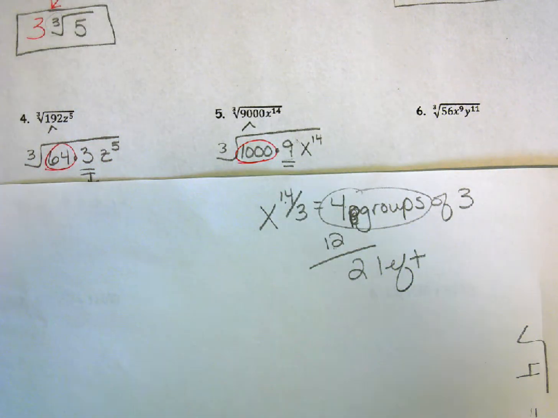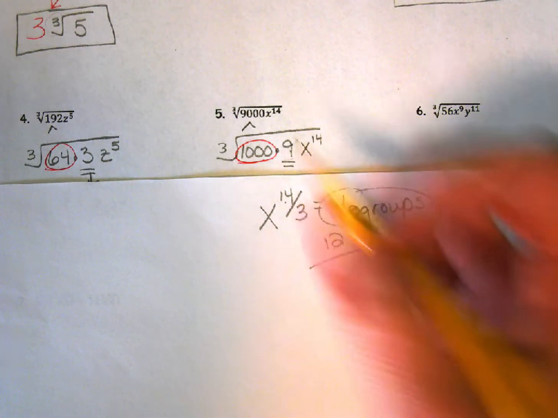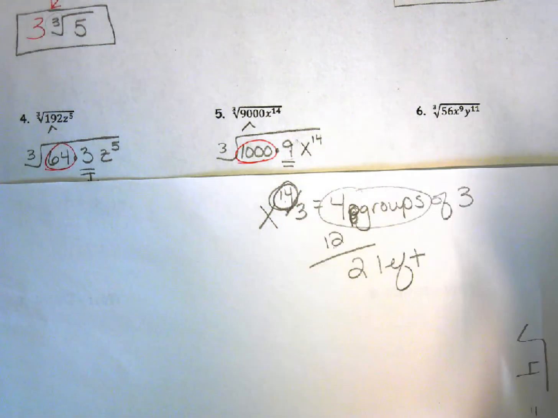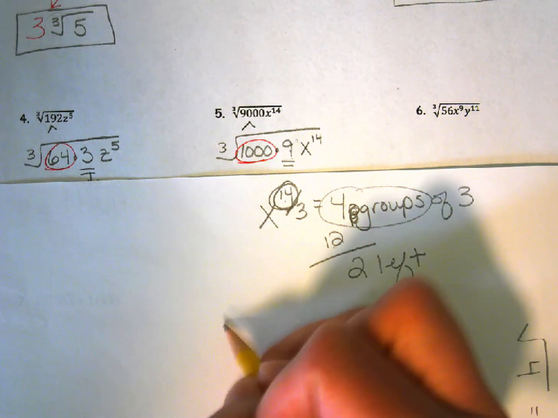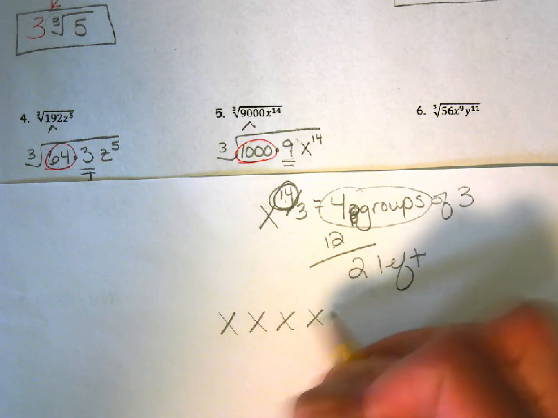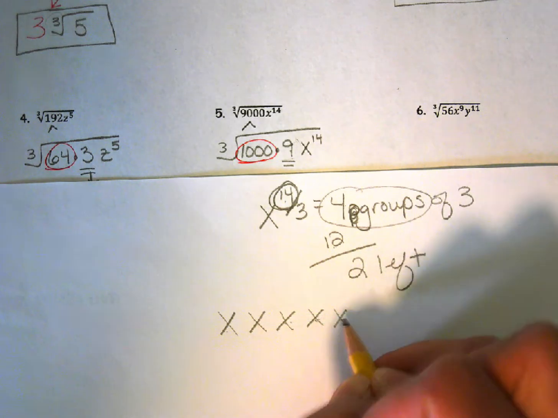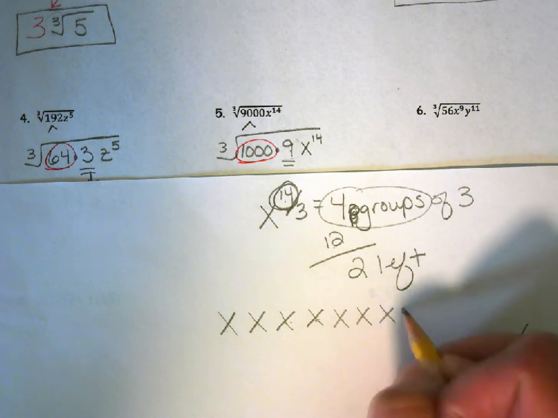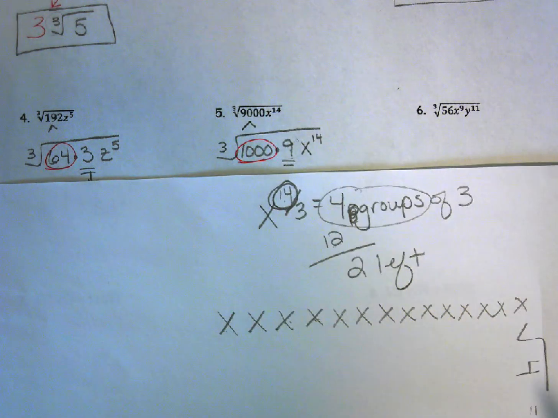So in a way, this is a bit of a story problem without all the words. You have to think about how many groups you have in that. But if it helps you, go ahead and draw them all out. Draw out 14 of them. 1, 2, 3, 4, 5, 6, 7, 8, 9, 10, 11, 12, 13, 14. I hope I counted right, 14.